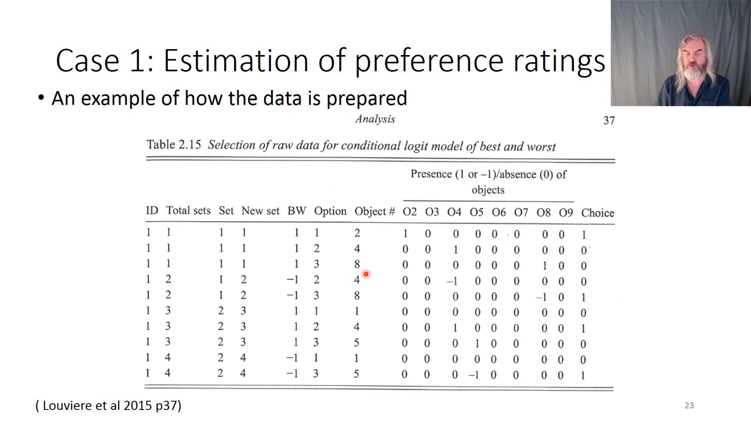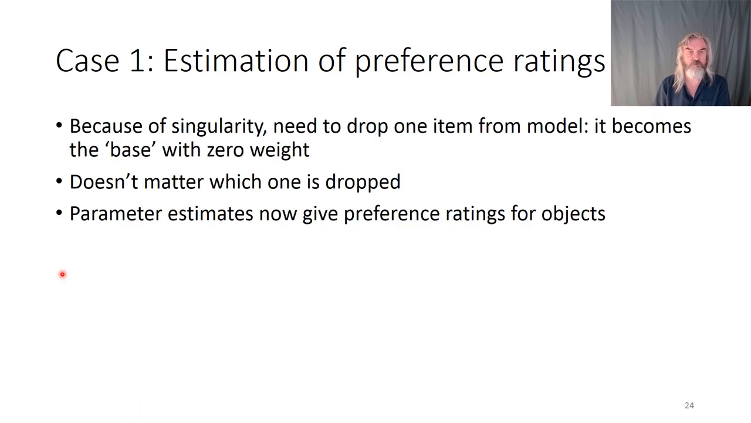If you decided not to drop the one which is chosen as best, then we get the full set of values turning up in here. It wouldn't be 3 and 2, it would be 3 and 3. But that's the choice. So that's the way the data looks.